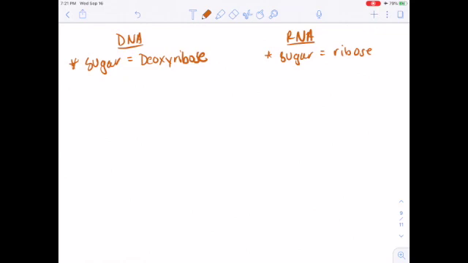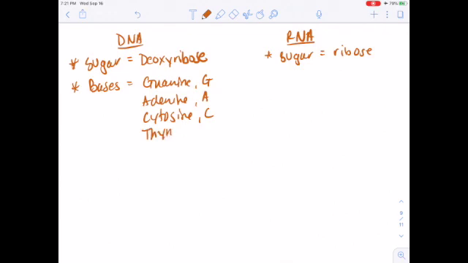They also have different bases. The nitrogenous bases in DNA are guanine, or just the letter G, adenine, or just the letter A, cytosine, or just the letter C. And the last one, you probably know, it's thymine, and can you see it coming? Just the letter T. I'm not ever going to write these words out again. We're just going to use G, A, C, and T for them.